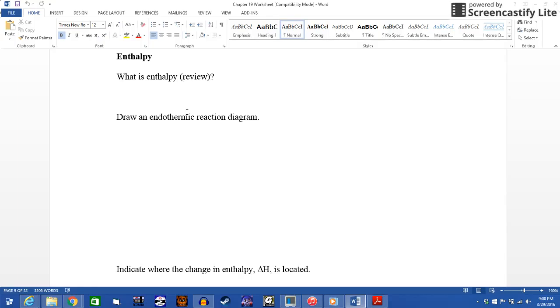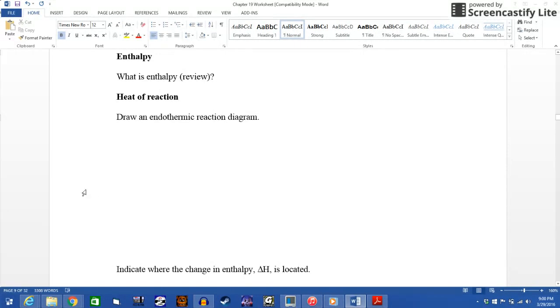You can see the Regents font here, so this will be a little bit easier than stuff that you've been seeing recently. A brief review of what enthalpy is. This is not anything too surprising. It's the heat of the reaction. We looked at it. It's one of those 6 magical lines. So what I'd like you to do is draw one of those graphs right here where it says draw an endothermic reaction diagram.